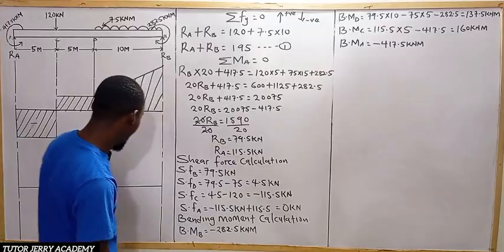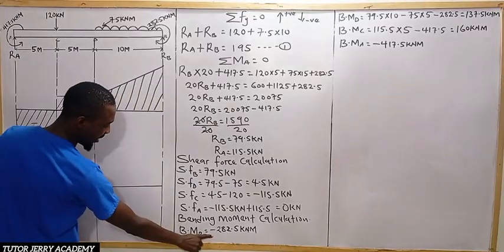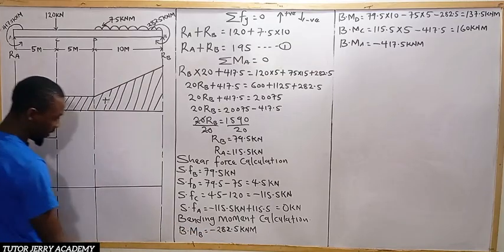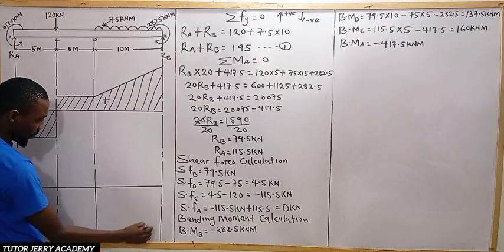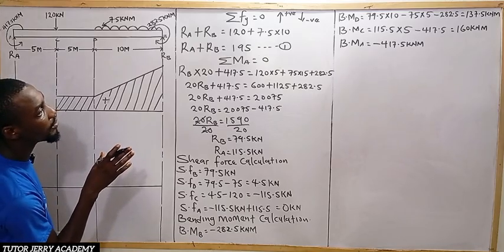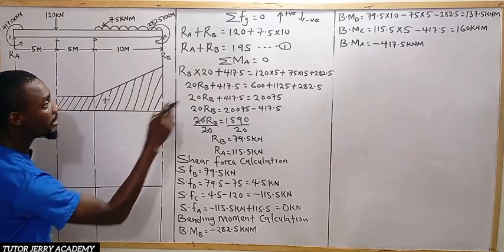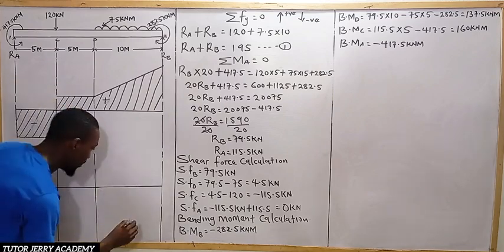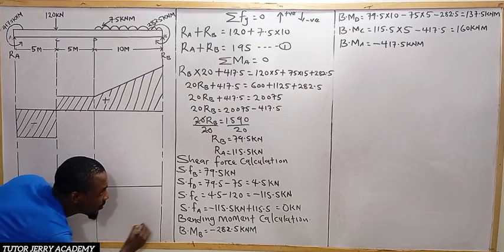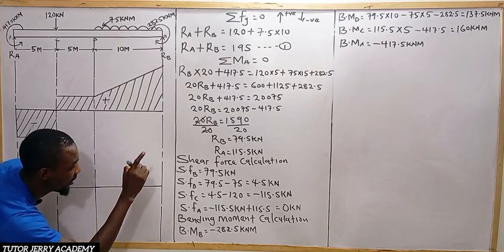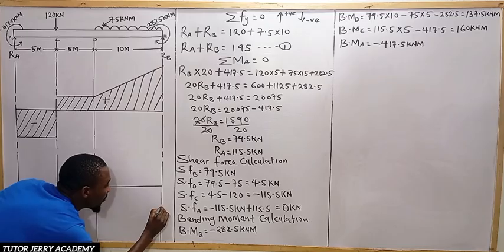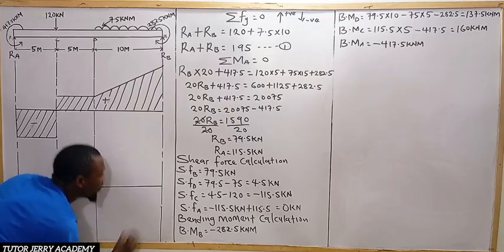So at point B we have negative 282.5, so let's take this point here to be negative 282.5. Would you also have another negative? Yes, we have two negatives there. So 282 should be somewhere around there. Okay, so let's take this point here. All right, so that is it.